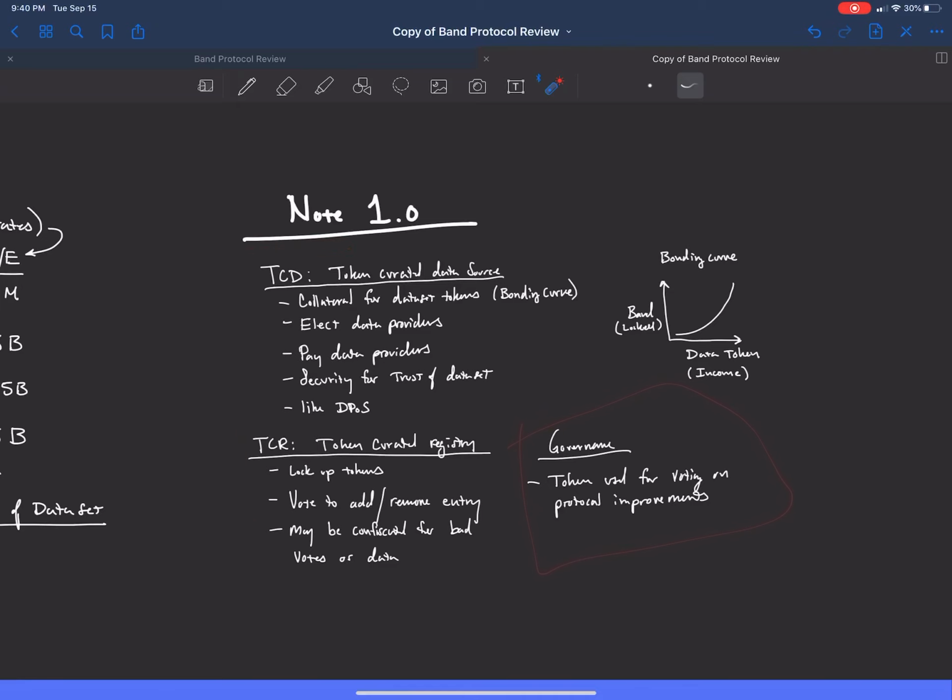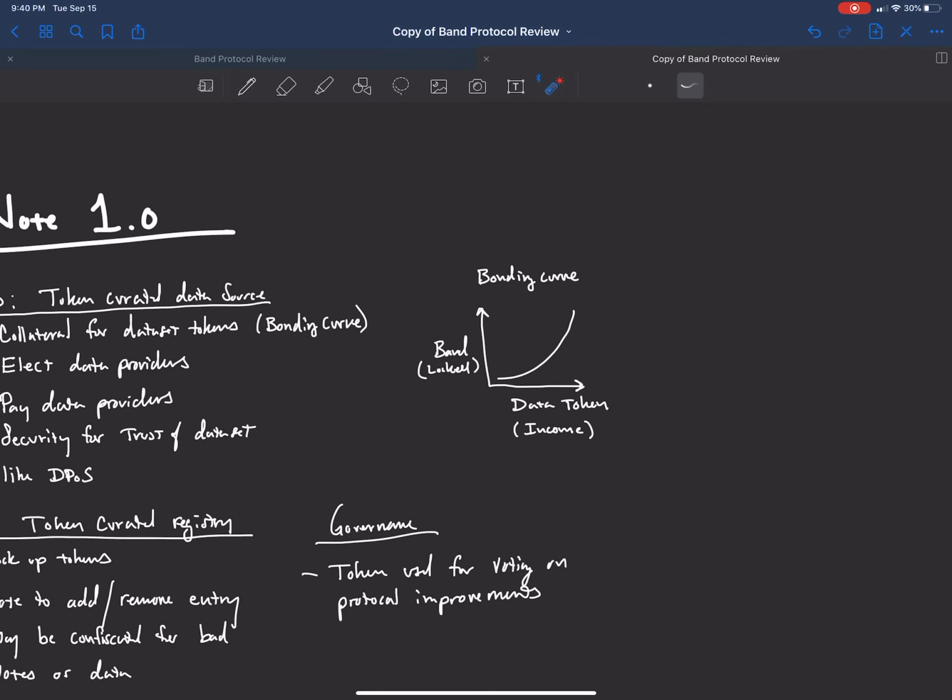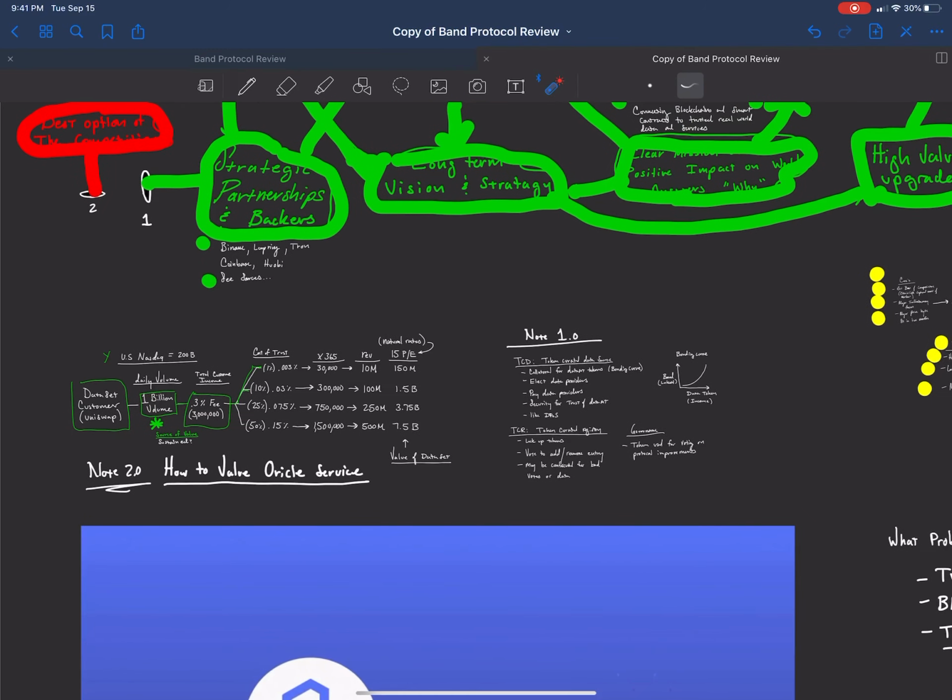Also, the token is used for voting and protocol upgrades. They have something called the bonding curve. There will be more data tokens as the fees for a data pool go up. That's equivalent to income. The Band tokens used as collateral to create more of these tokens goes up. So as the data token supply goes up, the Band needed to lock up for those extra data tokens goes up as well, so they're locked out of supply. As income for a data pool goes up, more Band is locked up. So Band is directly tied to the success of data pools.